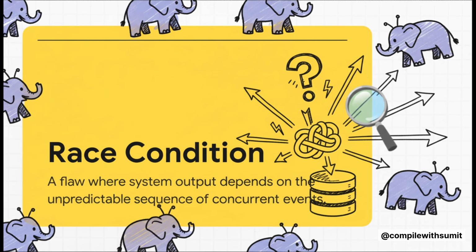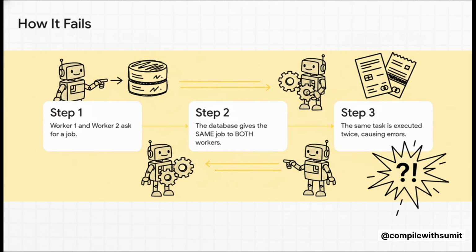It's what happens when multiple things, in our case our little worker bots, all try to grab and change the exact same thing at the exact same time. The results? Totally unpredictable and, honestly, often disastrous. So let me walk you through how this blows up.